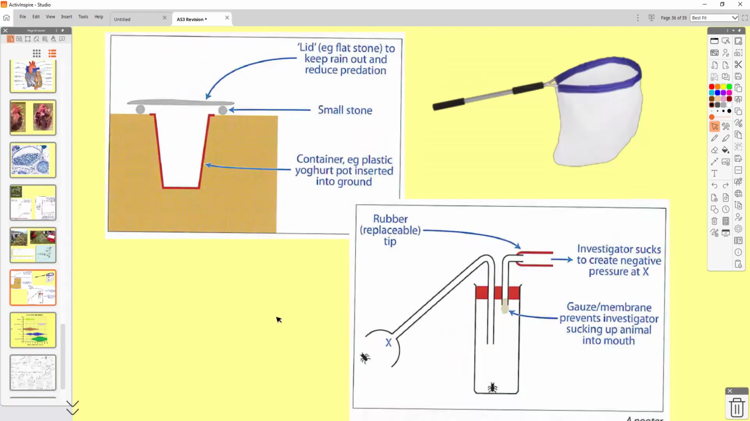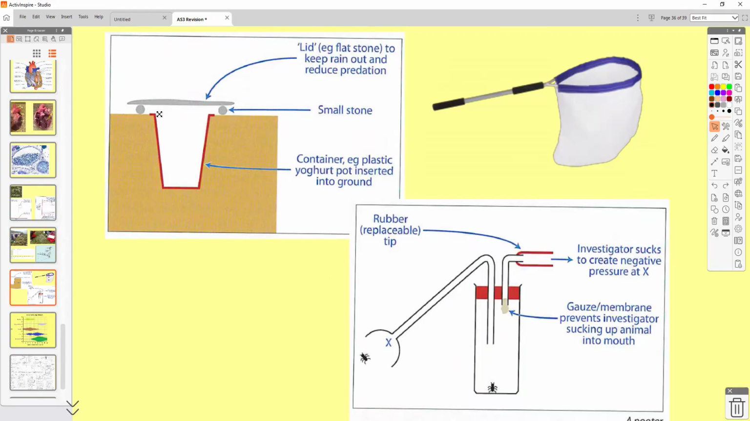Other types of sampling methods are the pooter, which you can see at the bottom here, which is looking for small insects. You suck through one end, which tends to have a cover or gauze over it, which means you don't suck it up into your mouth. And then it has another end where you suck up the insects through.